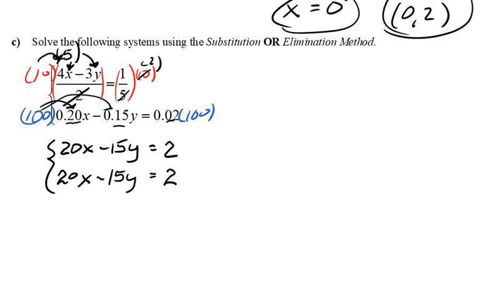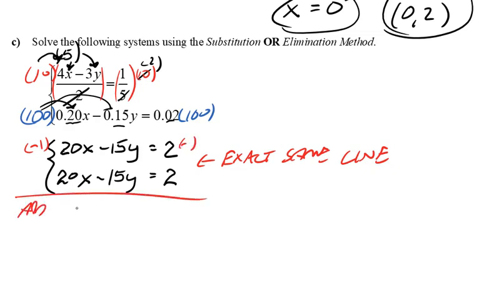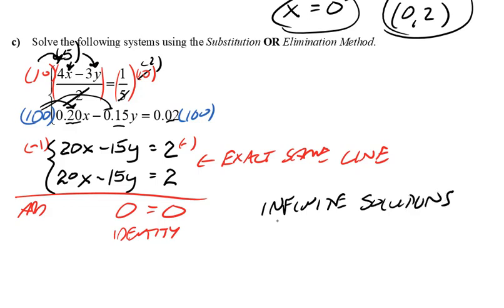If you notice, we have exactly the same line. We don't have to do any more algebra to see this. If we did multiply the top by negative 1 and add, we would get 0 equals 0, which is an identity, which basically says that the lines are the same. If the lines are the same, then the solution is infinite ordered pairs, or infinite solutions on the line.